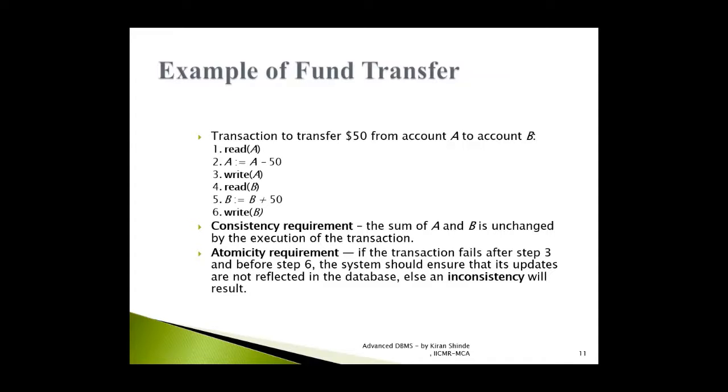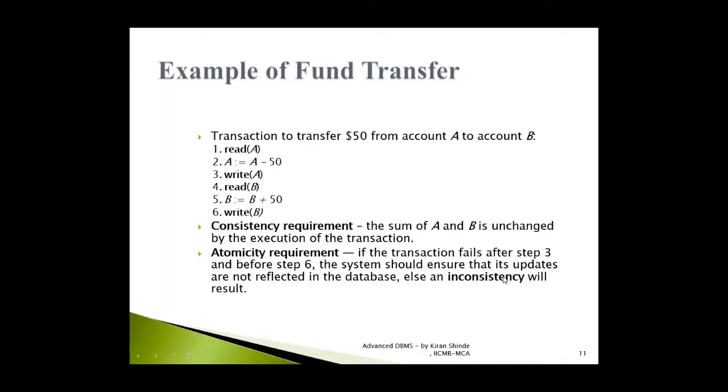So if A is 100 and B is 100 at the beginning, and if $50 is transferred from account A to account B, obviously the balance of A will be deducted by 50, so it will be 50, and the balance of B will be added with 50, so it will be 150. Ultimately the sum that was there at the beginning, and at the end also, will be the same. So that is the thing which we need to check in order to see whether it is preserving the requirement or not.